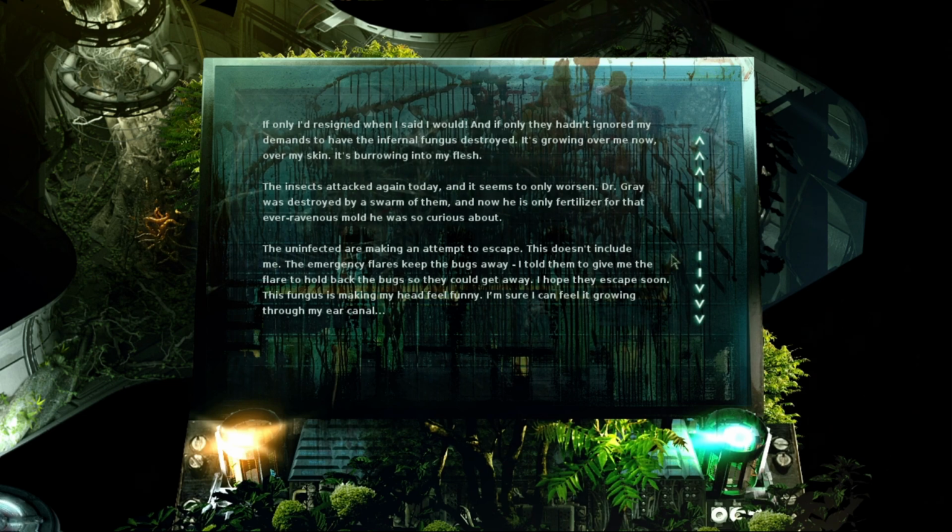Dr. Gray was destroyed by a swarm of them, and now he's only fertilizer for that ever-ravenous mold he was so curious about. The uninfected are making an attempt to escape. This doesn't include me. The emergency flares will keep the bugs away. I told them to give me the flare to hold back the bugs so they could get away.